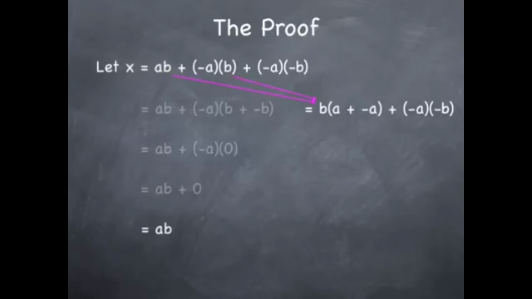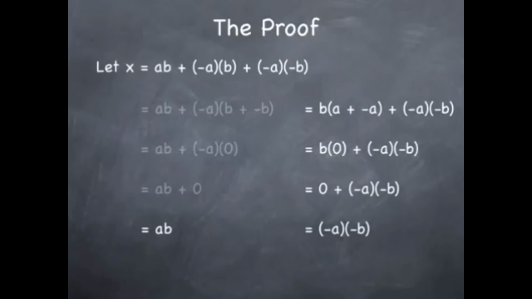This time, let's factor out b instead. We get b times a plus negative a plus negative a times negative b. A number plus its opposite is 0. So we get b times 0 plus negative a times negative b. Anything times 0 is 0. So we get 0 plus negative a times negative b, which is negative a times negative b.